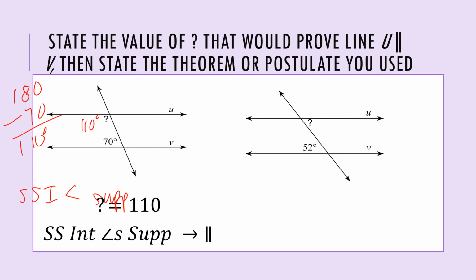That means the lines are parallel. And again, you could make it look like this too. It does not matter, just as long as you have the explanation there. For the second one, 52 and the question mark are alternate interior angles. So if they're alternate interior angles, that means that they are congruent. So the question mark would be 52. And we know that U is parallel to V because if we have alternate interior angles that are congruent, that means that the two lines are parallel.